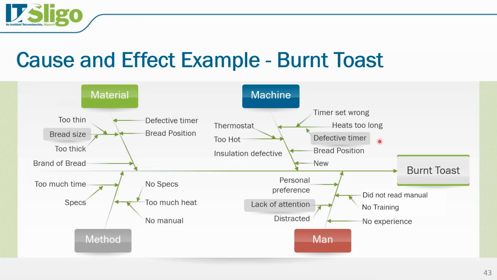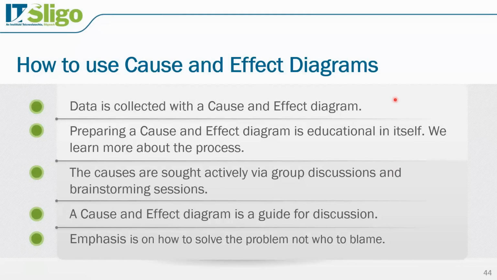So in this example, we've identified the timer. We need to look at in more detail in relation to the machine, the lack of attention. Why do the personnel have a lack of attention? And in relation to the bread size, we're now going to identify the bread size in relation to the material in more detail. Constructing the cause and effect diagram, we're actually gathering data.